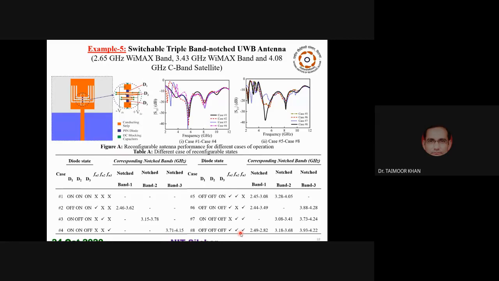If we see this performance, we are getting multifunctional characteristics. That's why switchable UWB antennas are sometimes called multifunctional antennas. According to the requirement, we can tune it for the original UWB range, UWB range with single band notch, UWB range with dual band notch, or UWB range with triple band notch. That is the capability of this particular design.